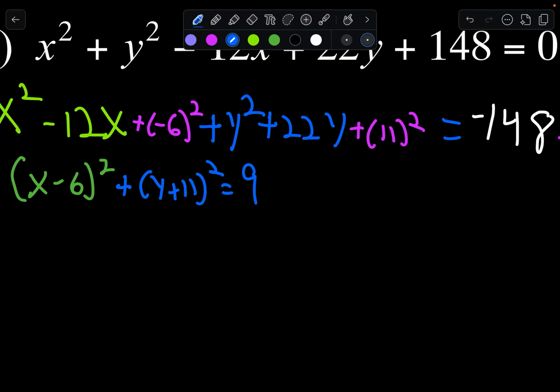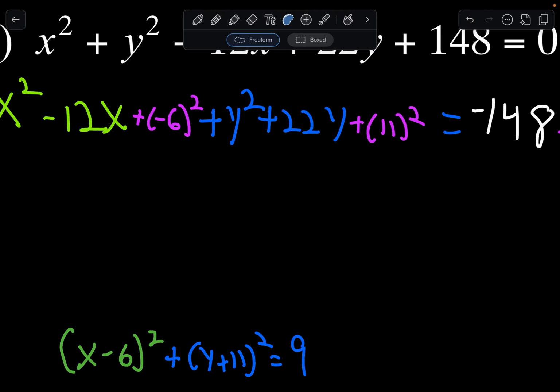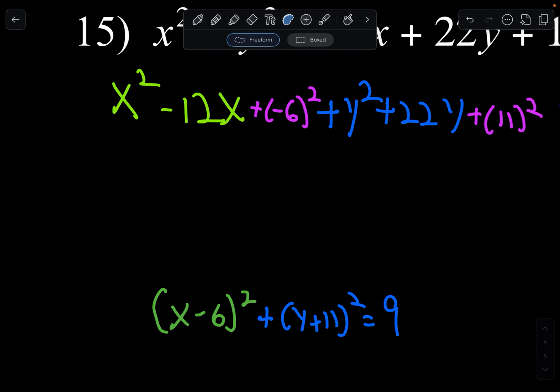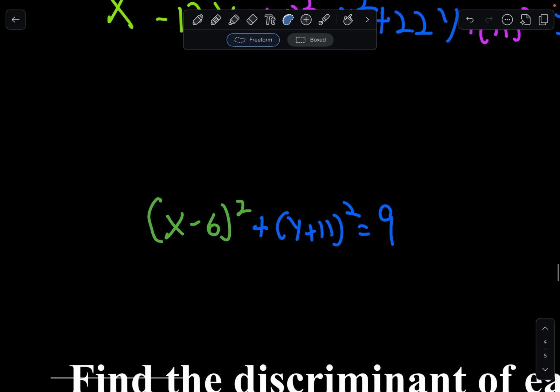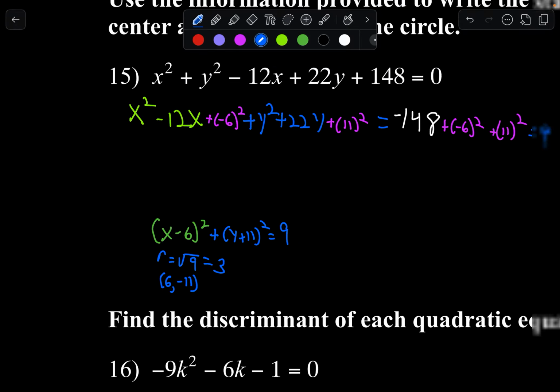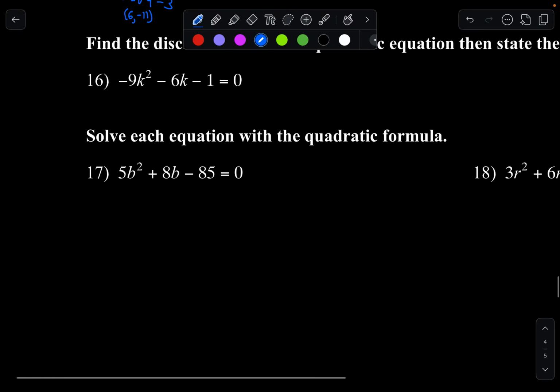So we have this, and this is your equation of a circle that you can get the radius and the center from. There's the equation. The radius is simply r equals the square root of 9, which is 3. So the center is at (6, -11), and the circle has a radius of 3. All right? Pretty straightforward. Next question.